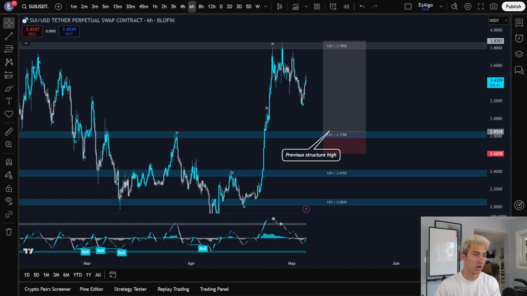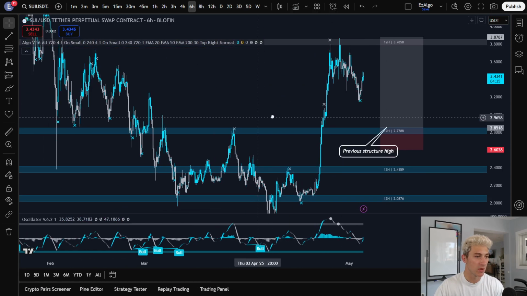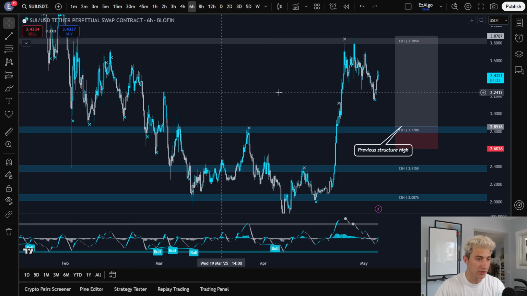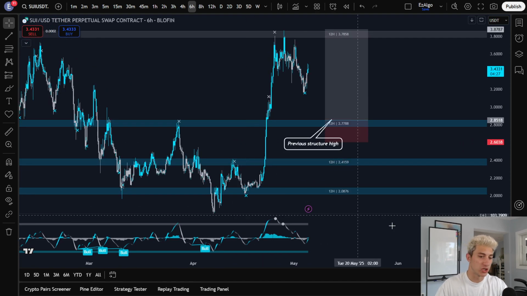But in this video, I wanted to make a video on how to use the EzAlgo support and resistance zones. Okay, the zones that you see on your chart here. How do you use these? What time frame do you use? How do you take trades off of them? Let's jump right into it.